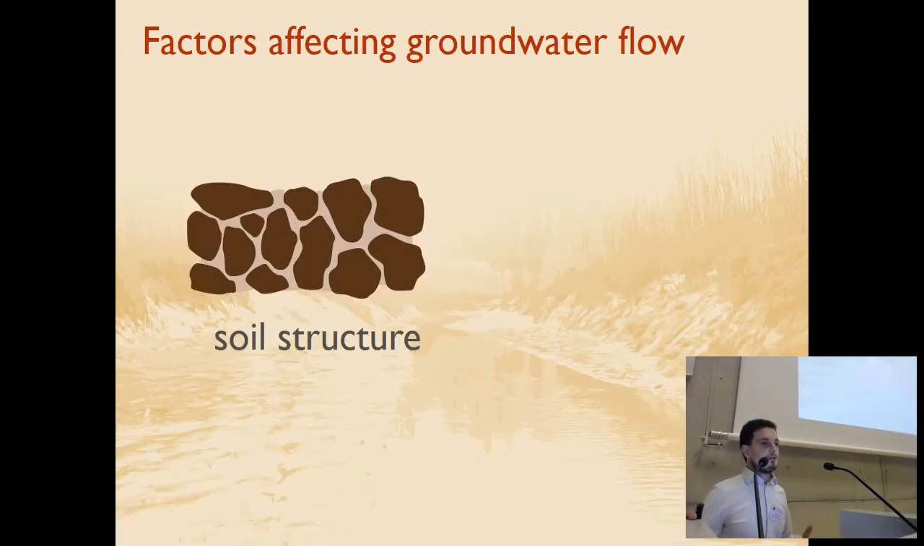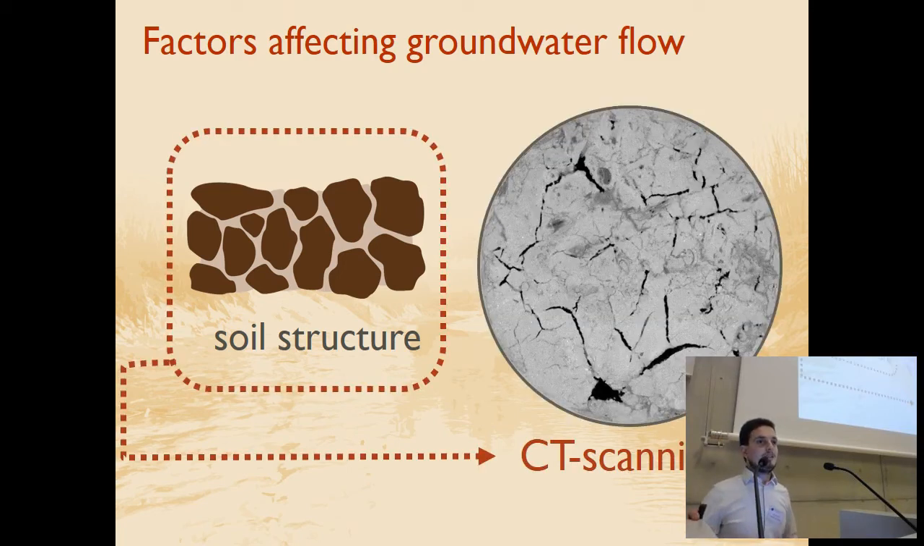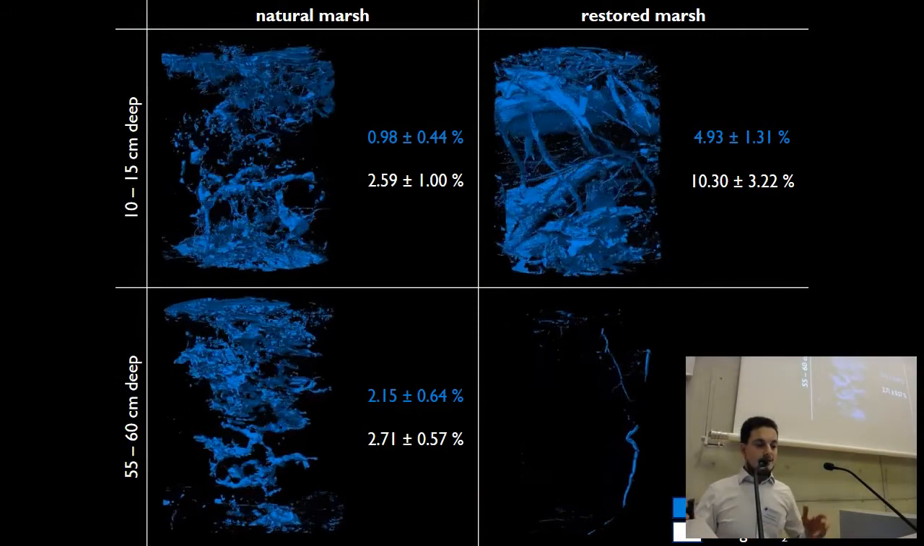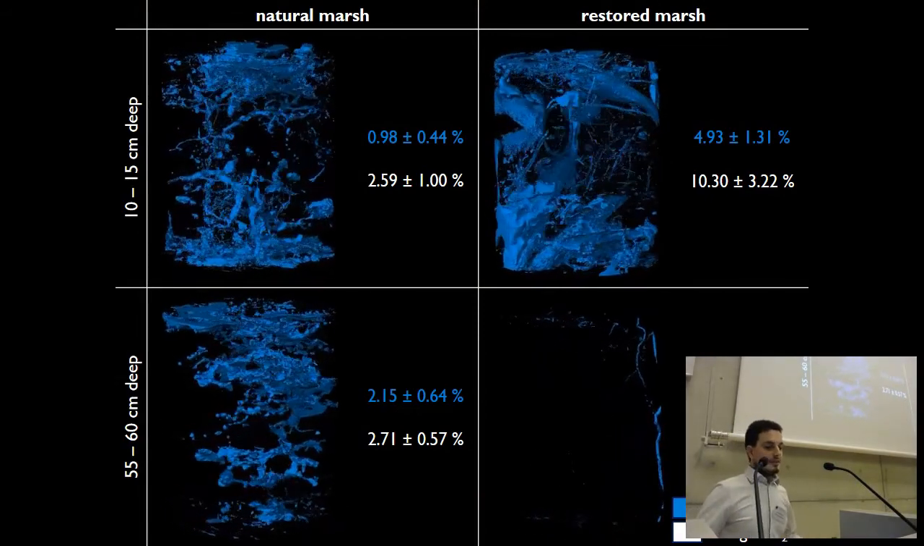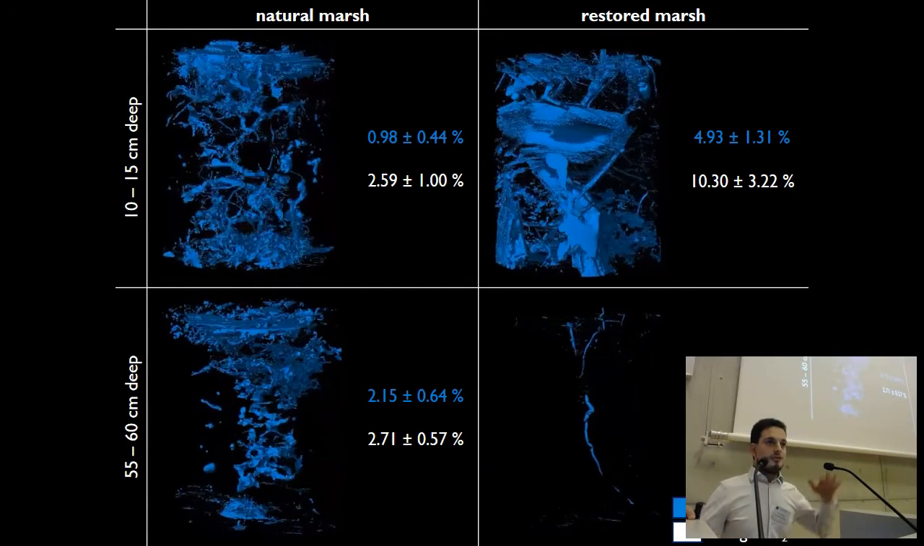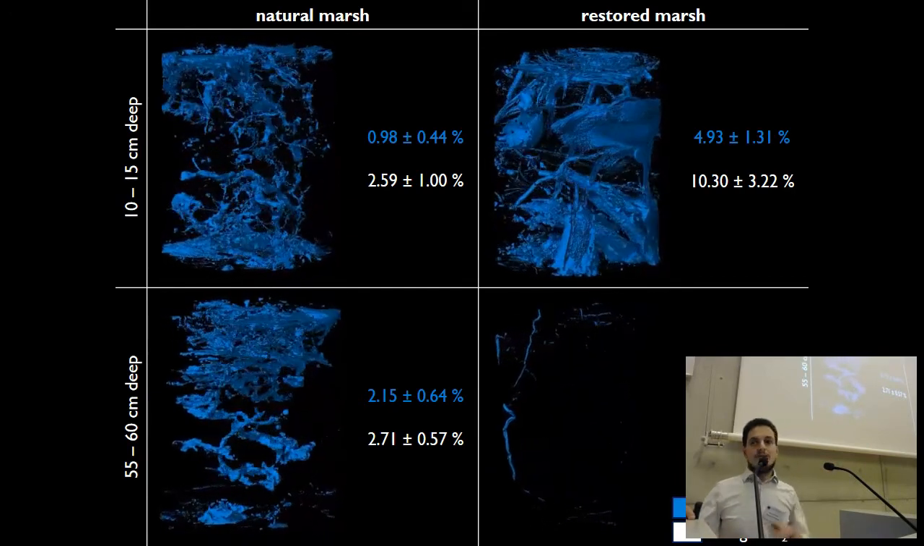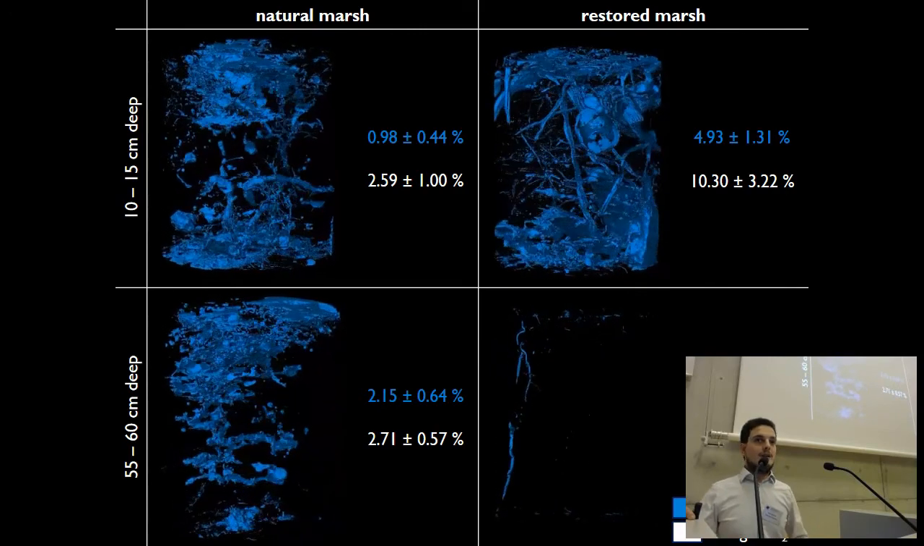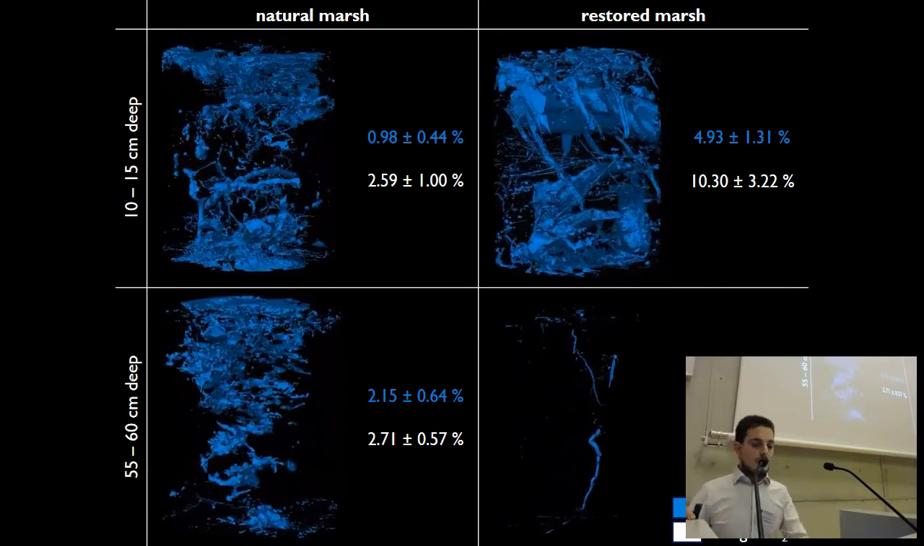So then, to explain this, we took a look at the soil structure, and we did this with a very innovative technique called micro-CT scanning, which enabled us to look at the structure of the soil. We were mainly interested in macropores, the large empty spaces throughout the soil, here visualized in blue. And we can also stack these images together to get these 3D renderings of the soil. And then we saw that in the natural marsh, these macropores can be seen throughout the entire soil profile, while in the restored tidal marsh, we only encountered them in the upper layer, also a little bit in the lower layer, but around 100 times less.